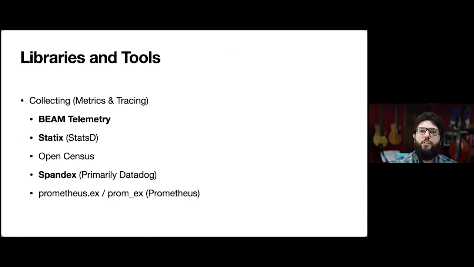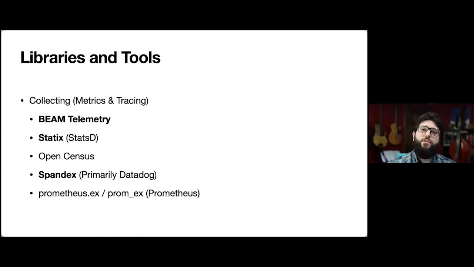Now, to collect metrics, we have some libraries and tools in the Beam ecosystem. This list is by no means exhaustive. We have Beam telemetry, which comes into play in most people's solutions for this. Statix, which exports stats metrics. OpenCensus, which does tracing. I think either it also supports metrics or there's plans to do so. Spandex, which is also for tracing, but its main use is Datadog. I think it's pluggable, but we use it in conjunction with Datadog. And then there's Prometheus and Promex if you're exporting things to Prometheus.